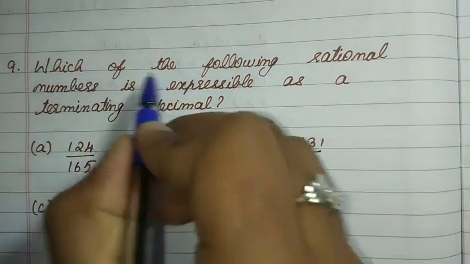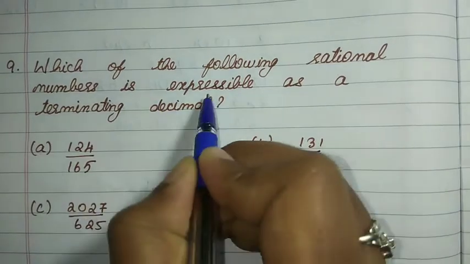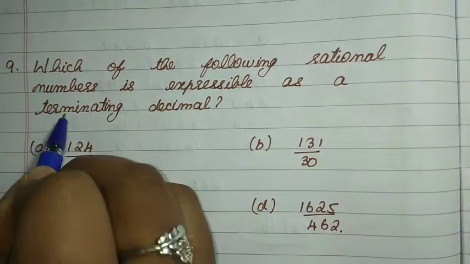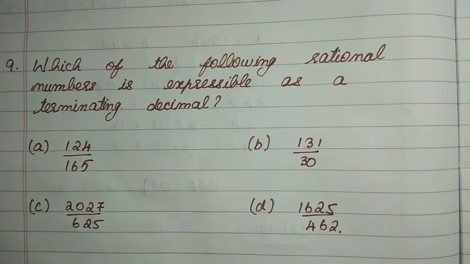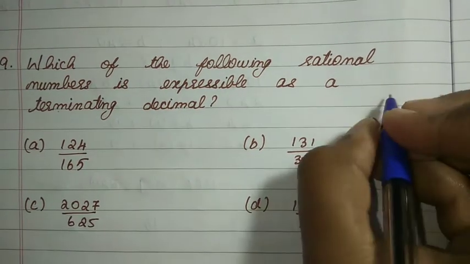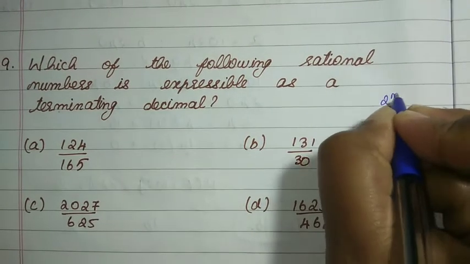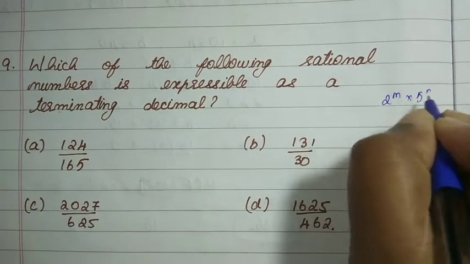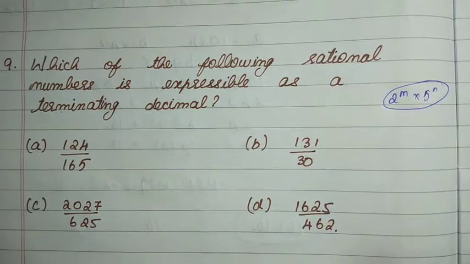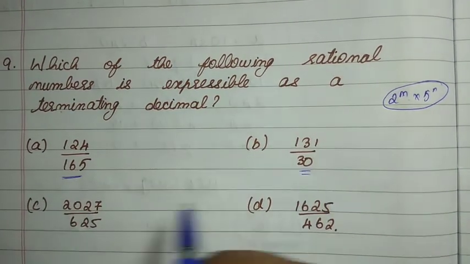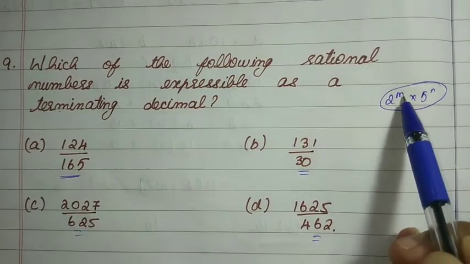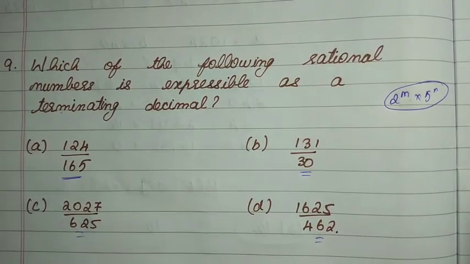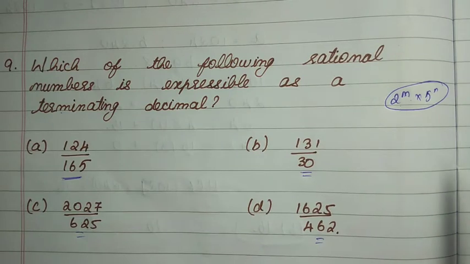Question 9. Which of the following rational numbers are expressible as terminating decimal? Terminating means what? Stopping. So, for stopping, it should be of the form 2 power m into 5 power n in the denominator. So, for these denominators, we will be just checking if it is having 2 power m into 5 power n, then we say that it is expressible as terminating decimal.